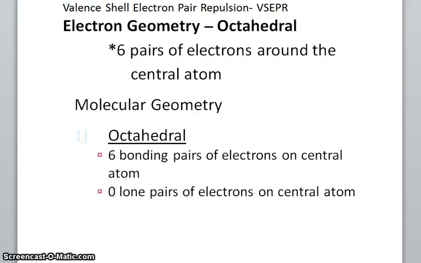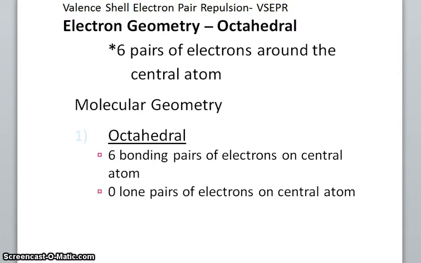Valence shell electron pair repulsion, or VSEPR for short. What we're talking about when we deal with VSEPR structures is how the electron geometry around a central atom affects the molecular geometry of the molecule itself. So we're going to subdivide our electron geometries based on the number of paired electrons around the central atom, and from there we'll subdivide into the molecular geometries, which are determined by how many of those pairs of electrons around the central atom are bonding pairs and how many are lone pairs of electrons.